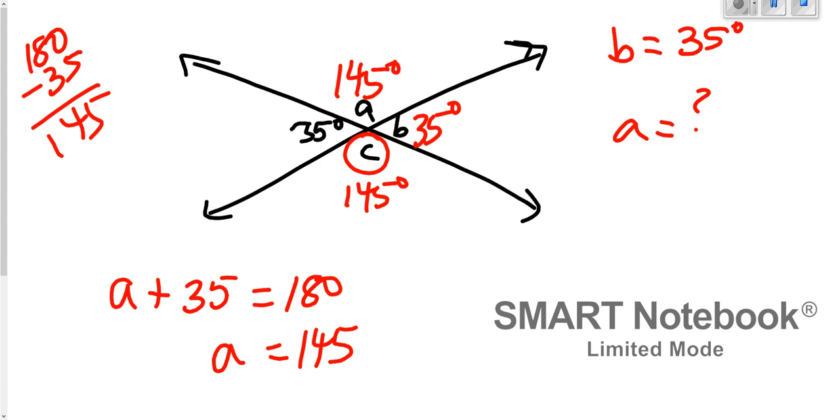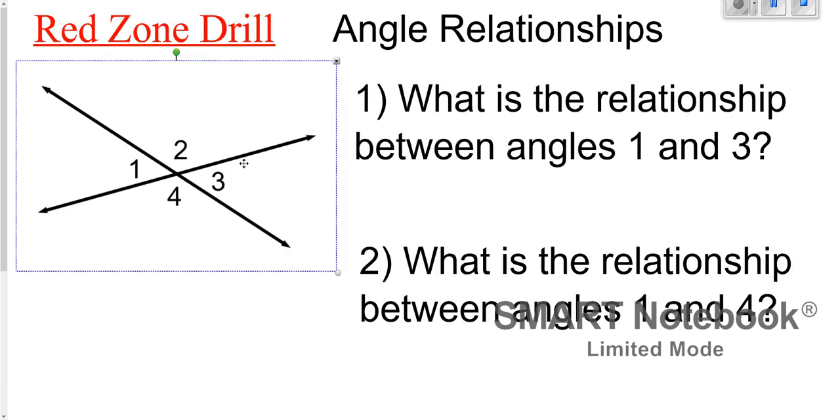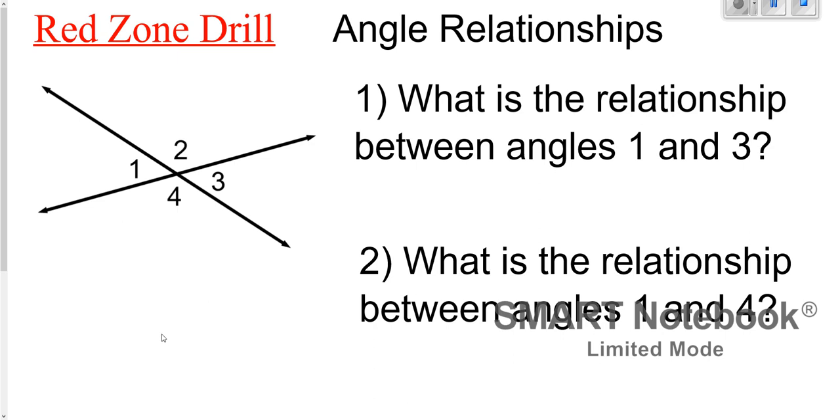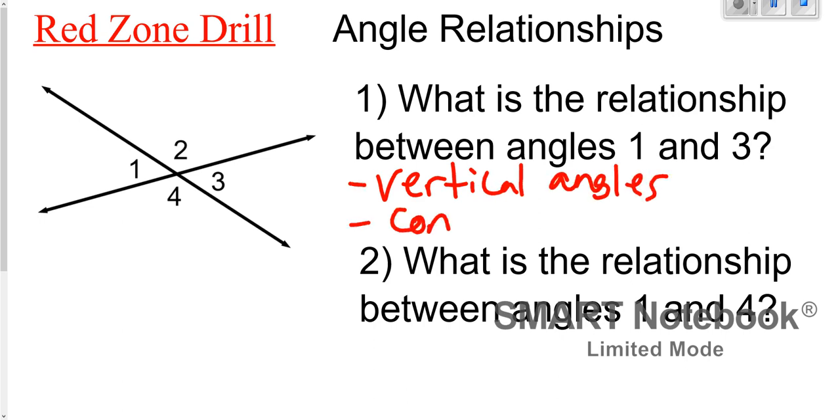All right, so here's the first question. You have to answer, what is the relationship between angles 1 and 3? We just went over that. They are vertical angles. There's two answers here. They're vertical angles, which means that they are congruent. Both of these are correct, and I really want to see both of those things written down.